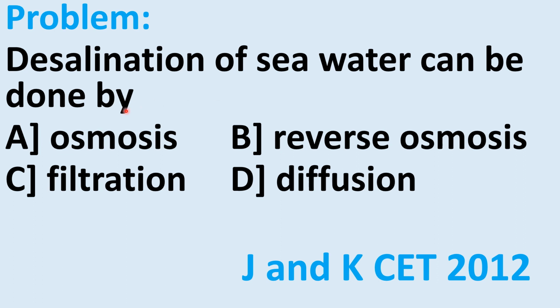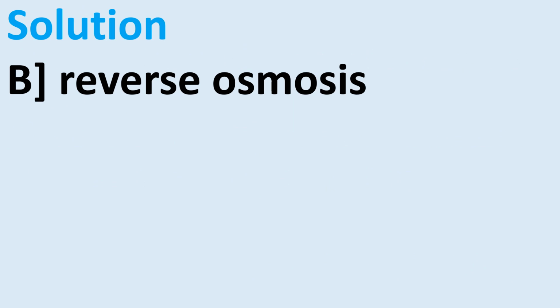Desalination of seawater can be done by: option A osmosis, option B reverse osmosis, option C filtration, option D diffusion. Desalination of seawater can be done by reverse osmosis.